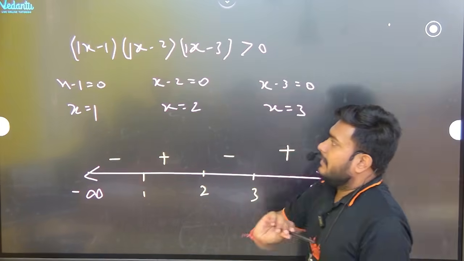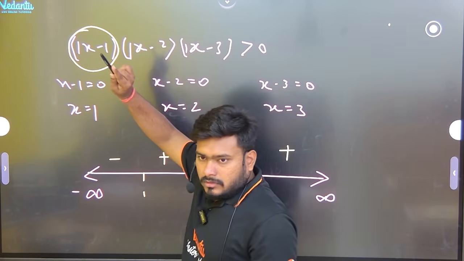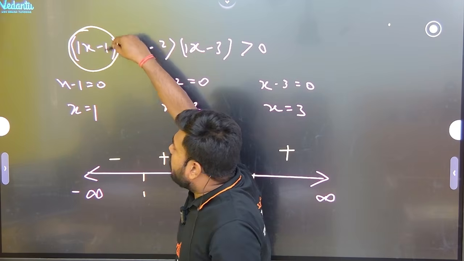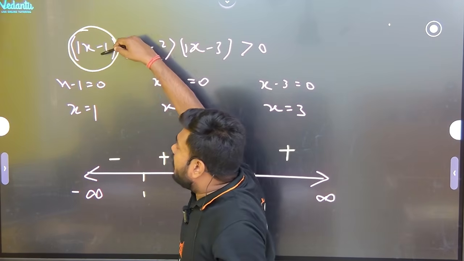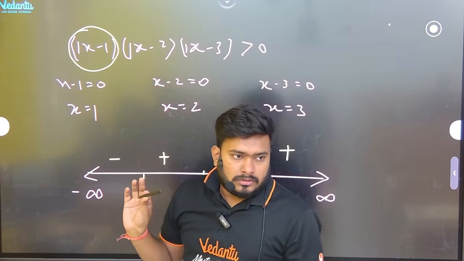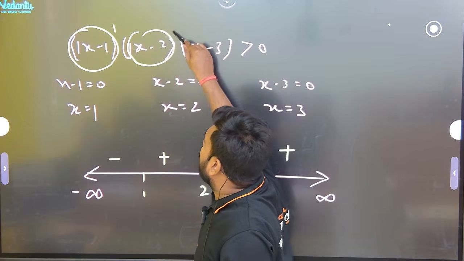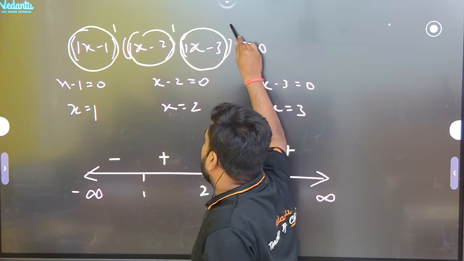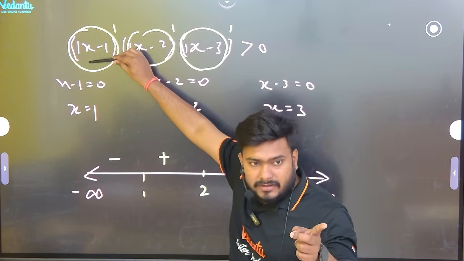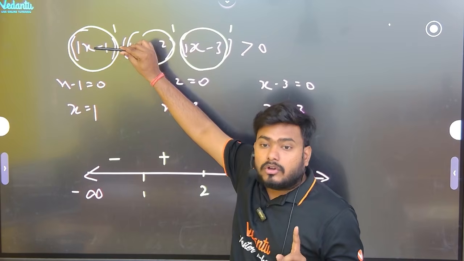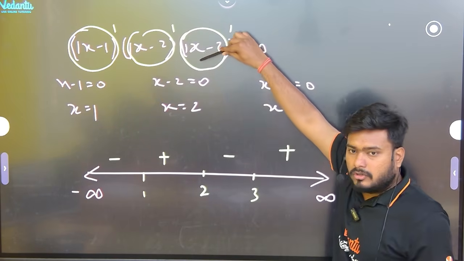Can you answer me one by one? This is my one factor. What is the degree of this? Degree of this means, sir, what is the power on this bracket? Simple. Power is 1. What is the power of this bracket? 1. What is the power of this bracket? 1. Again answer me. What is the power on this bracket? Even or odd? Odd.